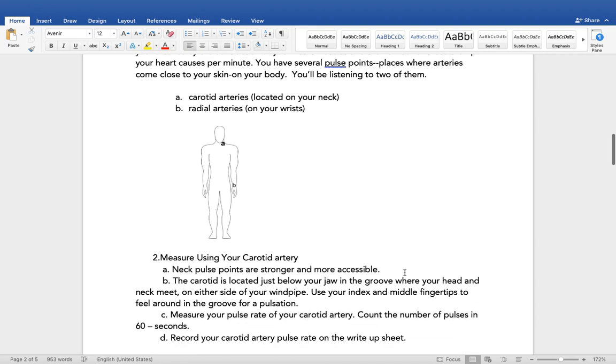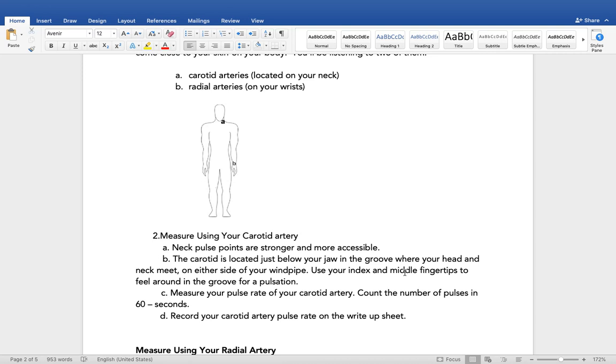So to measure your pulse using your carotid artery, you're going to find it by placing your index and middle fingers to feel around in the groove of your jaw just below your neck. You can feel on either side of your windpipe, and you should feel a slight pulse.